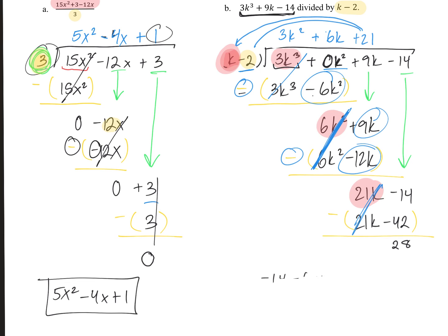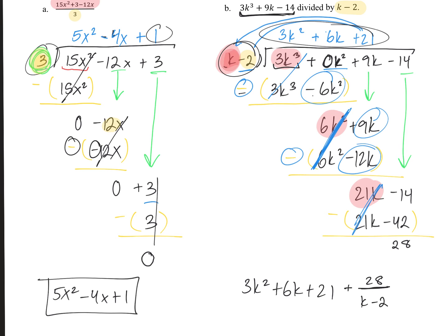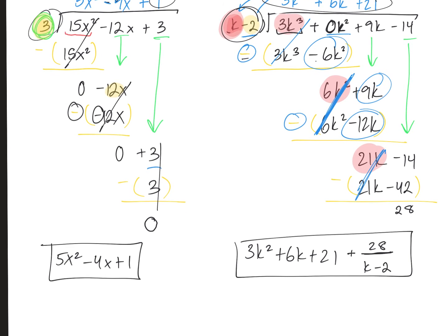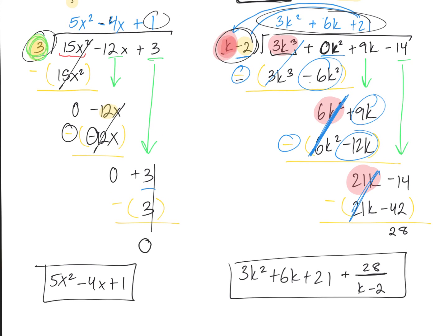Okay, so for my final answer, what do we do with the remainder? Well, we're going to go ahead and write down the quotient we have right up on the top, the 3k squared plus 6k plus 21. Okay, there we go. So we'll write that down, but then we have that remainder. So what do we do with the remainder? We'll go ahead and do plus. We'll write our remainder, 28, and then divide it by our divisor, which is k minus 2. And that's what we do with the remainders. All right, and that is it for the division of polynomials doing the longhand. All right, so let's keep going.